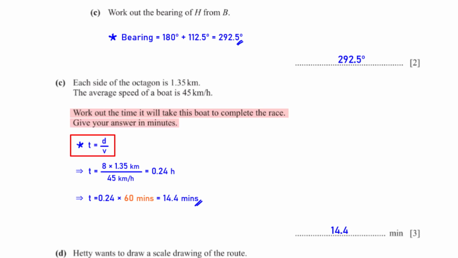We can use this formula to get the time duration for the boat to complete the race. The total distance D covered by the boat is 8 times 1.35 kilometers, and the speed V is 45 kilometers per hour. This gives us 0.24 hours. To convert this to minutes, we multiply 0.24 by 60. This gives us 14.4 minutes.